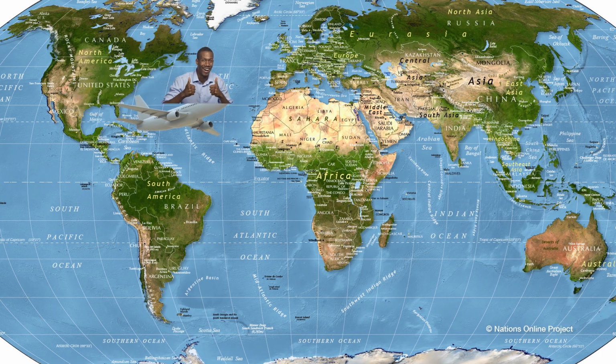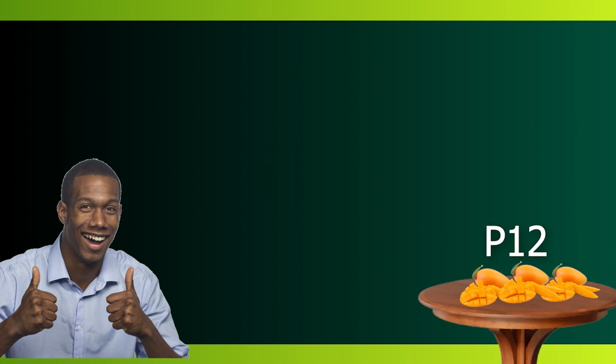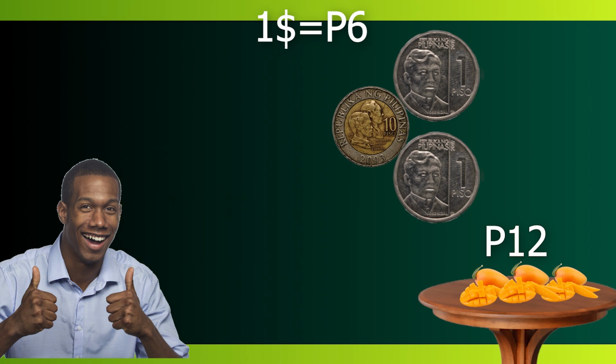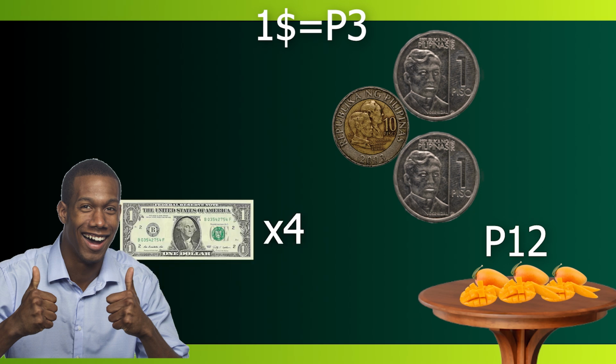To illustrate this better, suppose an American came to the Philippines for his vacation and he sees a fruit stand selling mangoes at 12 pesos per mango. The current exchange rate is 1 US dollar to 6 Philippine pesos. So he must exchange 2 US dollars to get 12 pesos to buy the mango. Now let's say the US dollar depreciates and the new exchange rate is 1 US dollar to 3 Philippine pesos. The dollar now costs less. Hence, he needs to exchange $4 now instead of 2 to get the 12 pesos.